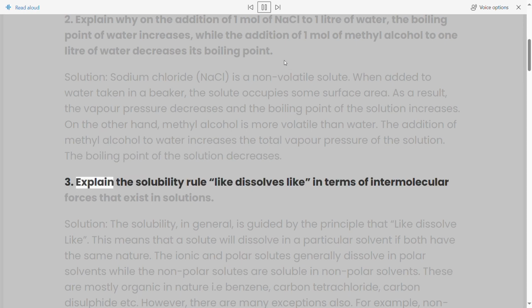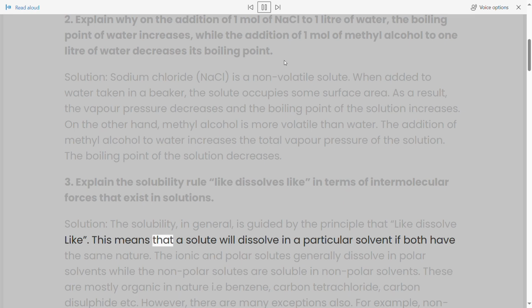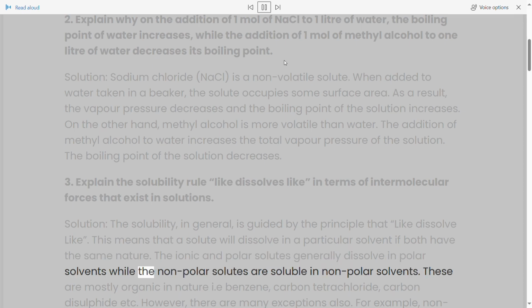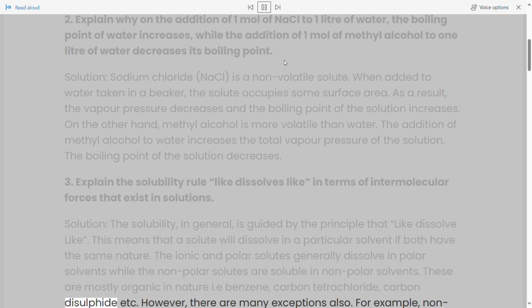3. Explain the solubility rule like dissolves like in terms of intermolecular forces that exist in solutions. Solution. The solubility, in general, is guided by the principle that like dissolves like. This means that a solute will dissolve in a particular solvent if both have the same nature. The ionic and polar solutes generally dissolve in polar solvents while the nonpolar solutes are soluble in nonpolar solvents. These are mostly organic in nature, i.e. benzene, carbon tetrachloride, carbon disulfide etc.